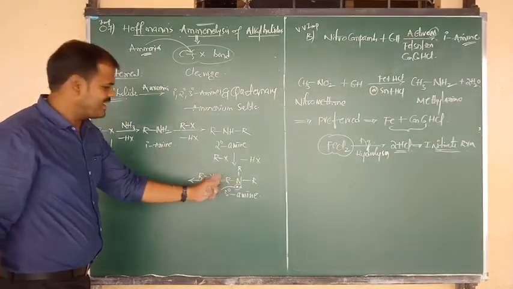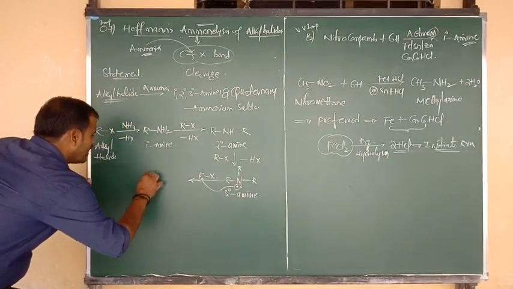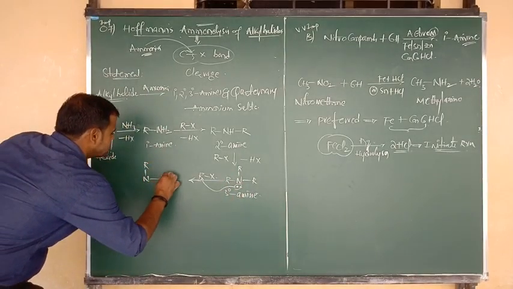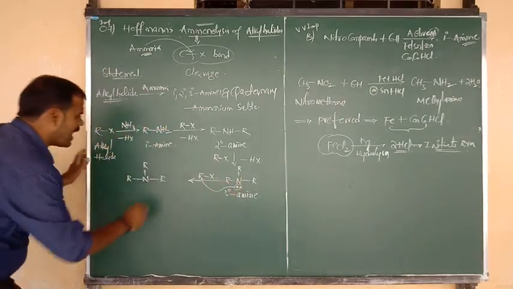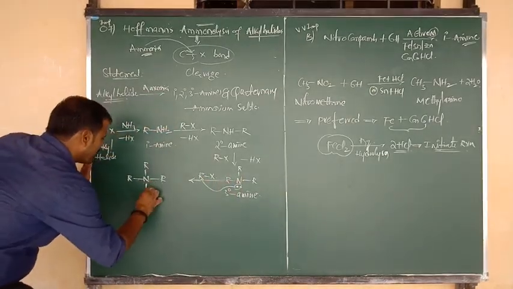Already around the nitrogen 3 bonds are there. I have written that as it is. Nitrogen is making a new bond with the alkyl group.